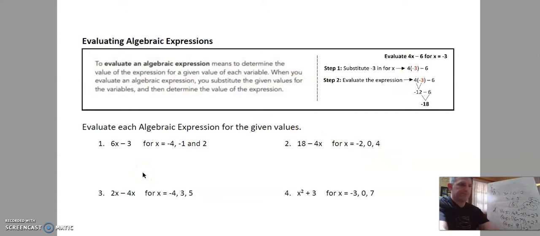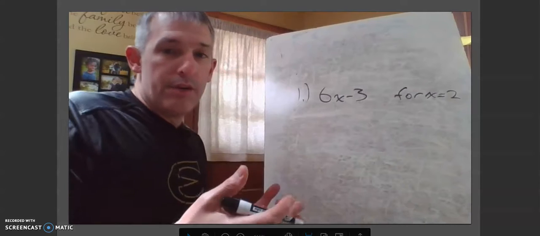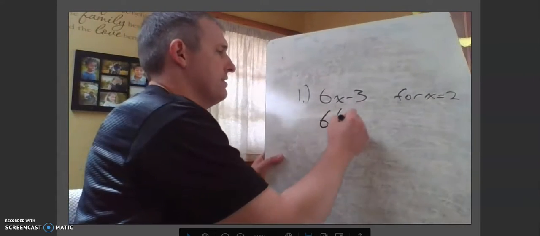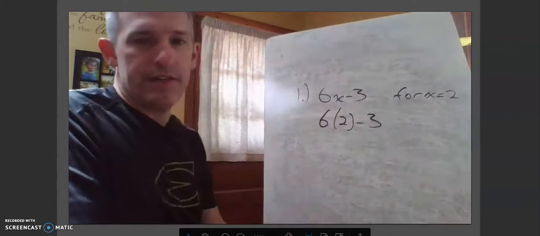Let's look at number 1. Number 1 says, to evaluate 6x minus 3 for negative 4, which we won't worry about right now, and negative 1, which we won't worry about right now, and 2. So we're just going to do this last one. Guess what? This problem just became a lot shorter. So what do I want to do? I want to put this 2 in for x. So I'm going to do 6 times 2 minus 3.